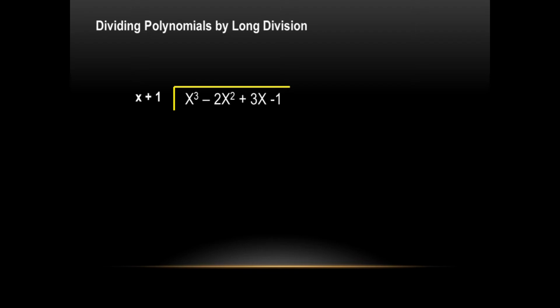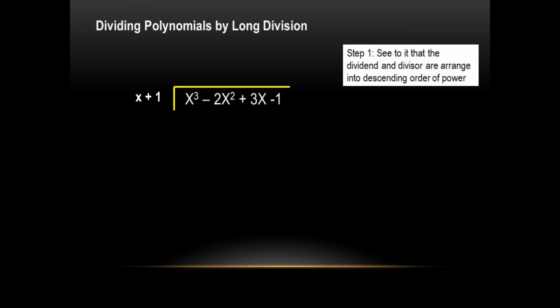Okay. So, what are the steps on dividing polynomials by long division? So, meron tayong step 1, see to it that the dividend and the divisor are arranged into descending order of power. So, ano yung ibig sabihin nito? Kailangan itong mga power nila ay naka-arrange into descending order pababa. So, itong dividend natin ngayon, if we are going to examine, so naka-arrange na siya. So, the first term has 3 as the exponent, then followed by 2, and this is 1.